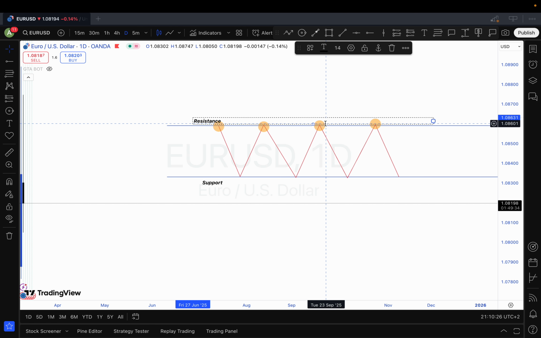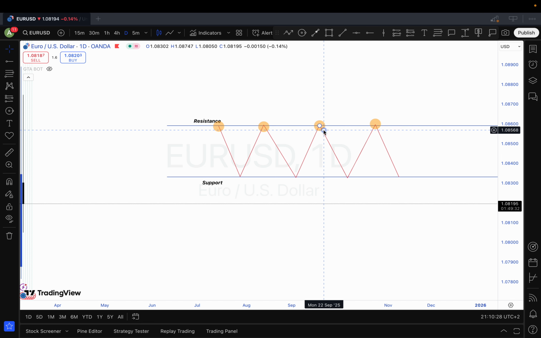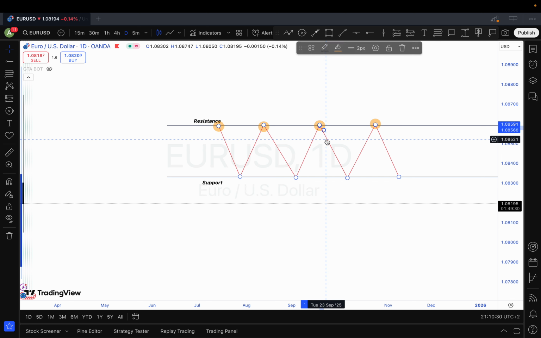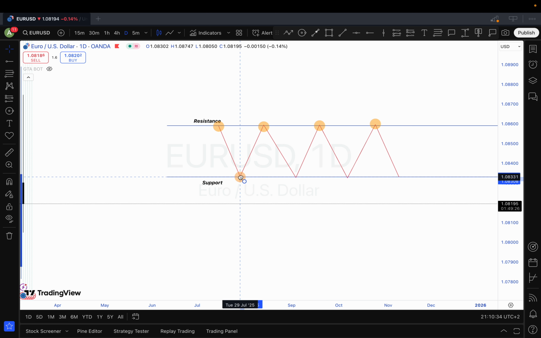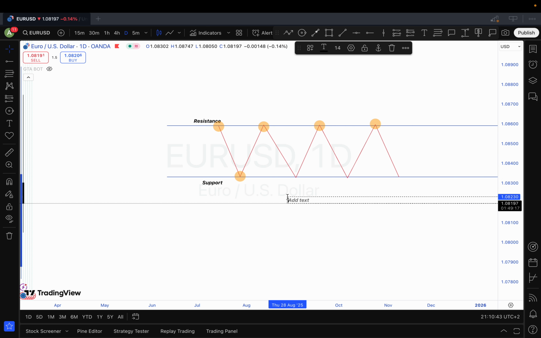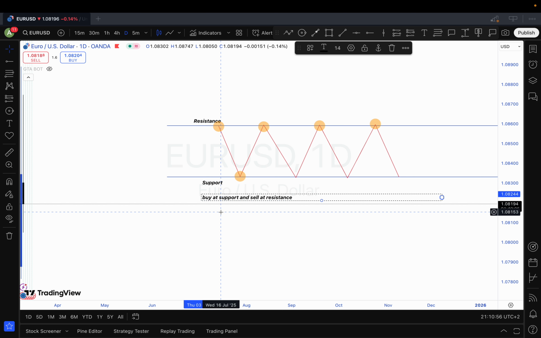The same thing is applicable to support. Wherever you see a support, buy. So this is the simplest way to go about it. Buy at support and sell at resistance is the principle that we have over here.